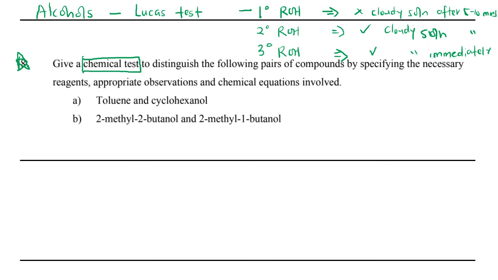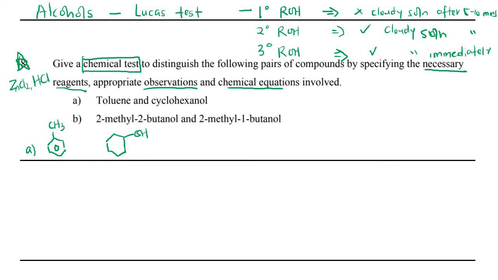Okay, then now we have to specify the necessary reagent. So the reagent is ZnCl2 in HCl. Appropriate observation, we already discussed just now. And next is the chemical equation involved. So for structure A, this is toluene, a benzene ring attached with a methyl group. Cyclohexanol has a cyclohexane first, and then one of the carbons attached to the OH. So one consists of a benzene ring and another one is an alcohol.